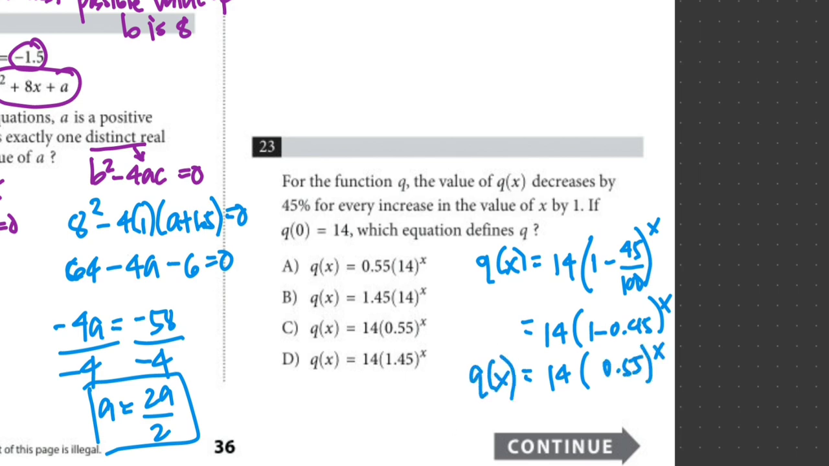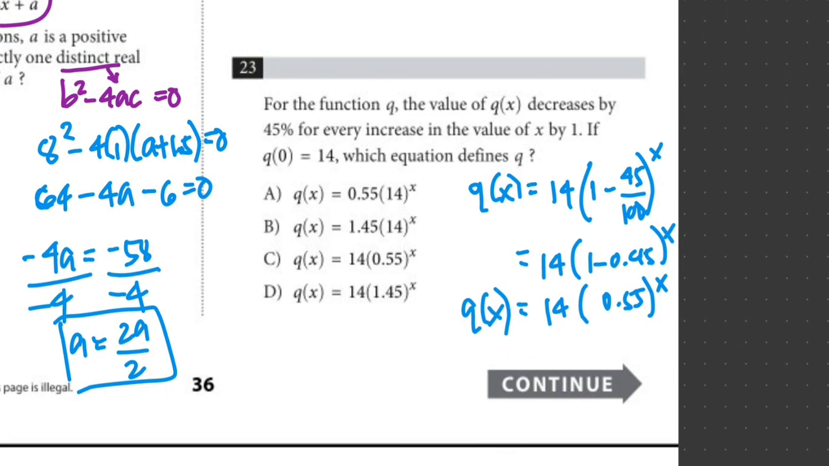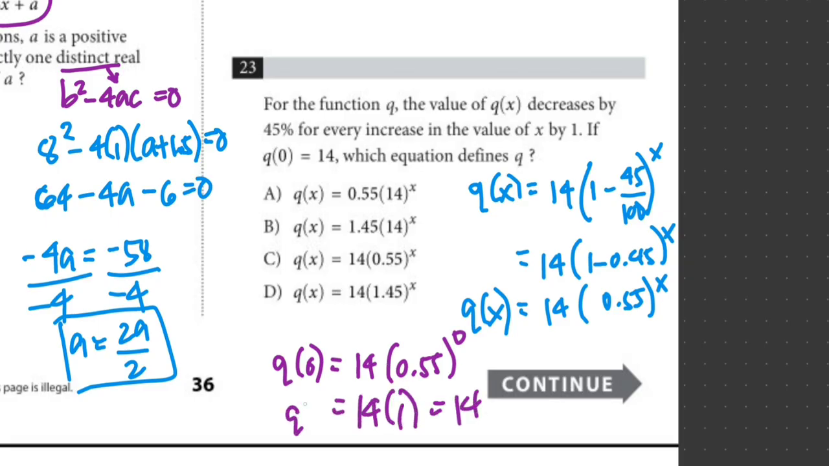That is the equation. Okay, we can check it when x equals 0. So q of 0 is equal to 14 times 0.55 to the 0. So this is 14 times 1 equals 14. So the equation is correct. 14 times 0.55 to the x. The answer is letter C.